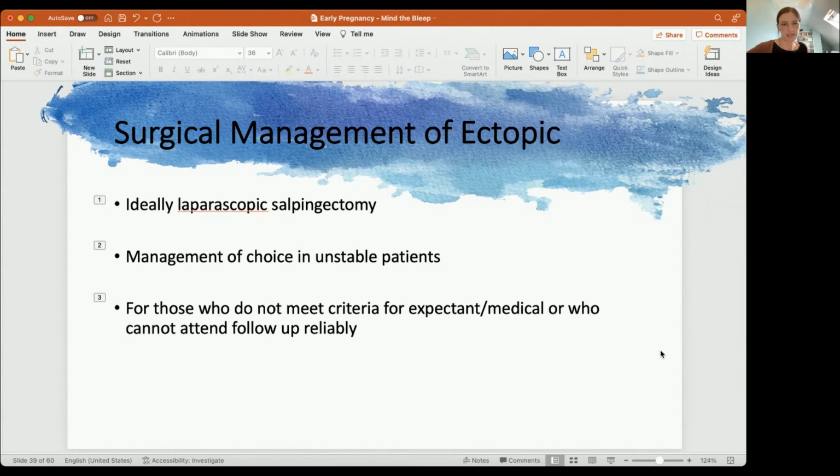And yeah, obviously, if they're unstable, that's the only way to go. You can't give these women methotrexate. You're not going to solve their 1 liter of blood in the abdomen with methotrexate. And also, it can be quite good for people who can't really come for follow-up, or who don't meet the criteria. Obviously, if it's too big or the HCG is too high, then they can't have the methotrexate.